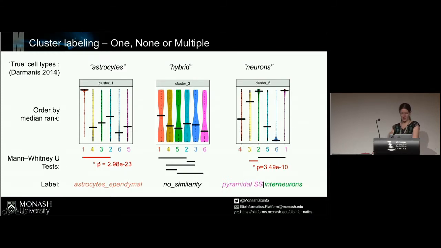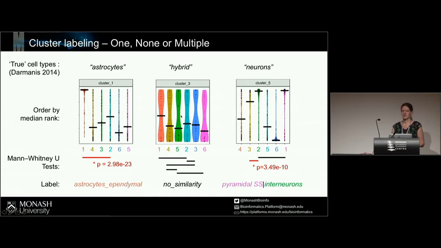So yeah, that's the p-value that we reported previously, and we then pull out what that cell type is from the reference, and that's astrocyte epidermal, and that's how we form that cell label, that group label. In the second case, you can see it's a lot less clear-cut. There's no actual forerunner here.